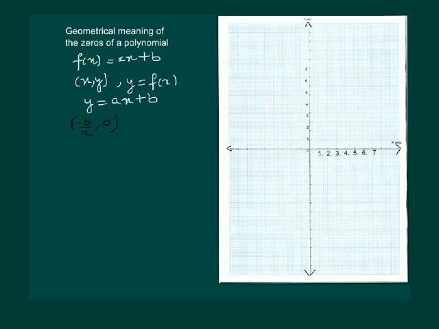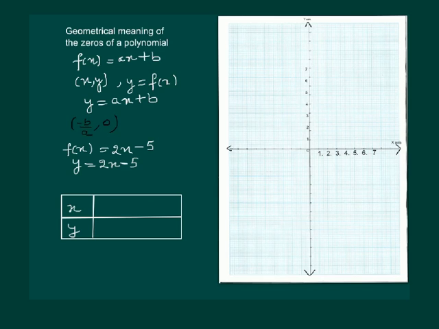Let us take an example and check. Say f(x) equal to 2x minus 5. For the graph, we will write y equal to 2x minus 5. Now let us take certain values of x and find the values of y. If we take x equal to 1, the value of y will be 2 into 1 minus 5, that is minus 3. If we take x equal to 4, the value of y will be 2 into 4, 8, minus 5, that is 3. So we have the coordinates (1, minus 3) and (4, 3).